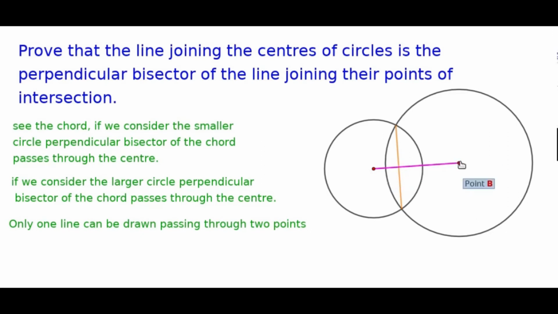Therefore, this line joining the centers of the circle itself is the perpendicular bisector of this chord.